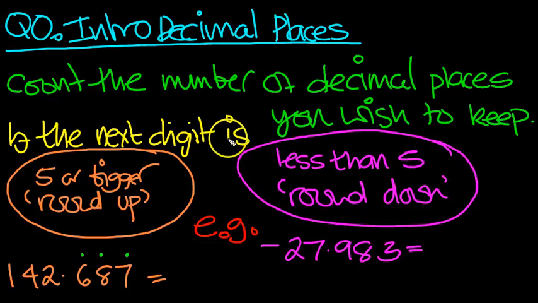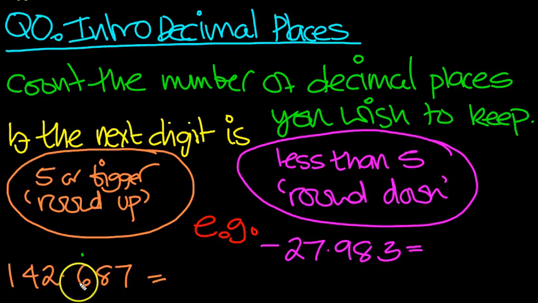Okay, so it then says if the next digit is 5 or bigger, we round up, less than 5, we round down. So what does that mean? Well, let's do a couple of examples here. So let's do it to 1 dp then, as I've just put the dot just to emphasize that.